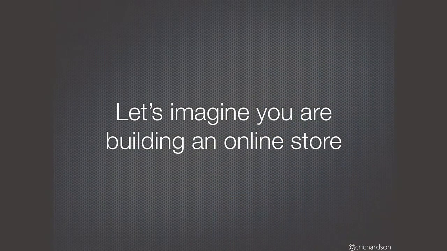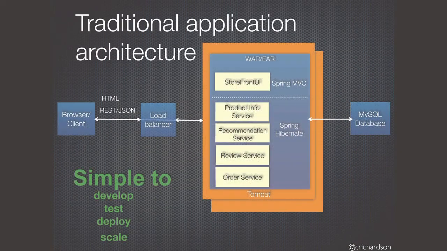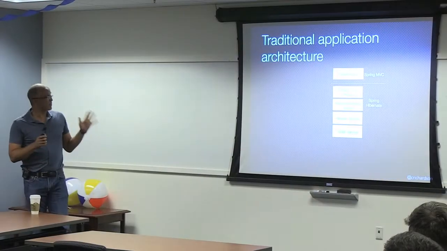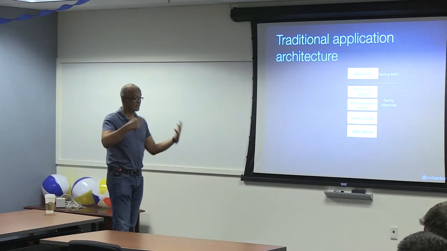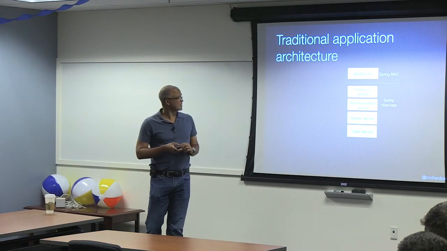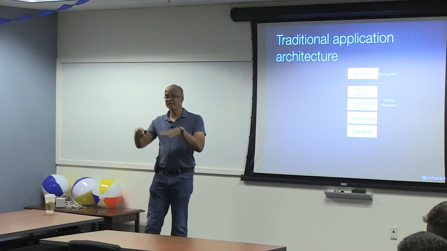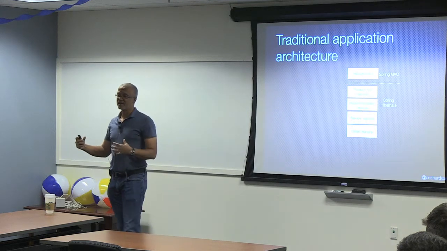All right, so let's imagine that you're building an online store. I think this is a nice, simple app that illustrates the way we typically build applications. Almost every app I've built since I started using enterprise Java looks like this. I had a presentation layer with controllers, actions, whatever, that generated HTML. And then there would be various services. In the case of an online store, you'd have a product service, recommendation service, review service, order service, and so on. So you'd have a nice logically modular architecture.